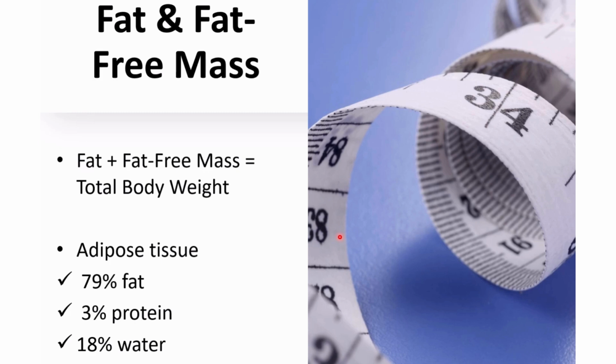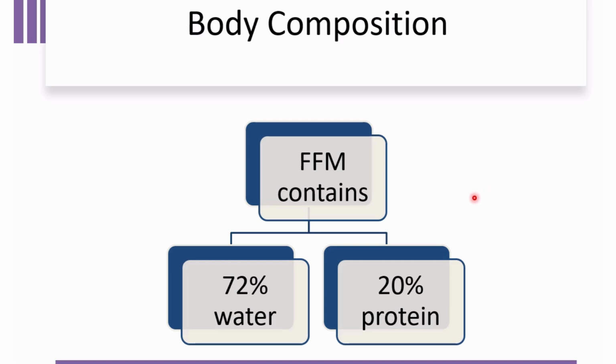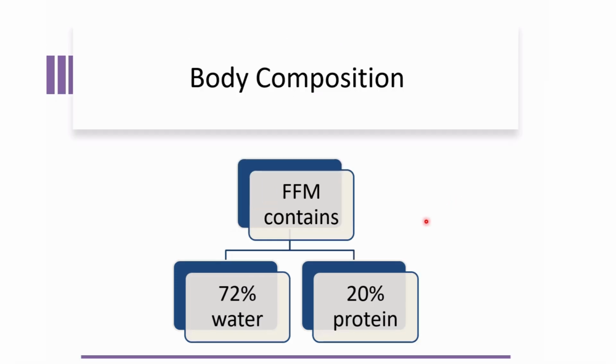Adipose tissue is not pure fat, but contains 79% fats, 3% protein, and 18% water. Also, tissues other than the adipose tissues are not totally fat-free, as there is lipid in cell membrane as well as in the nervous tissues. Fat-free tissues generally contain 72% water and 20% protein. And individual tissues and organs vary in their protein, water, as well as mineral content.